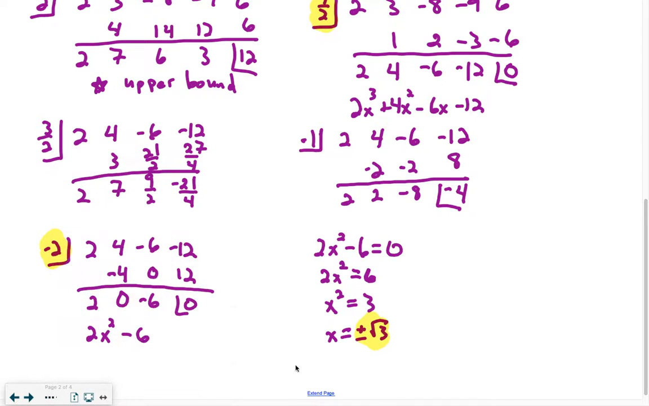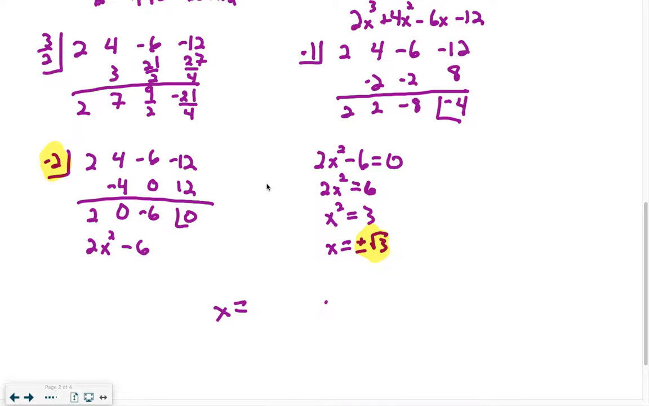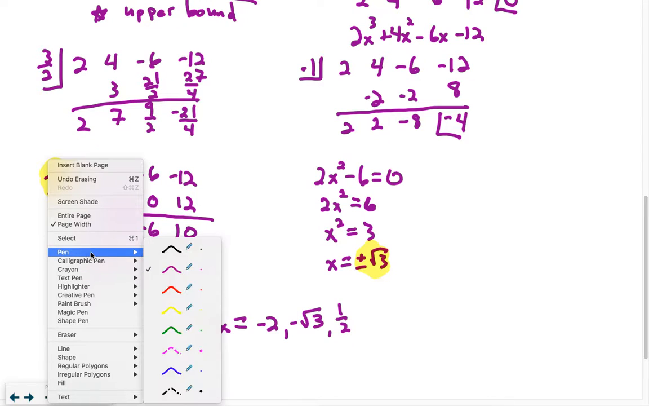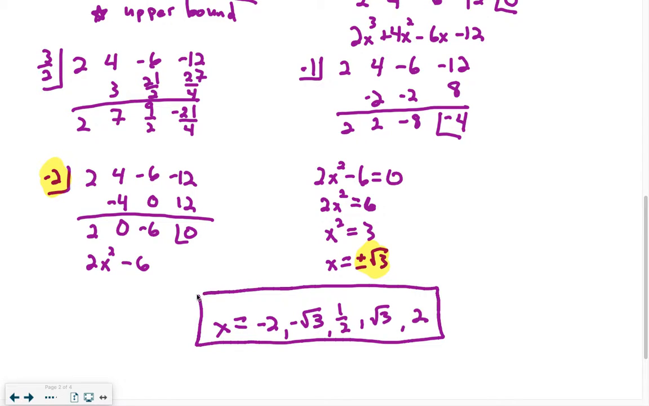So, my answer to this problem was, and generally we want to write them in order, right? In order of magnitude. So negative 2 would be the smallest, then negative square root of 3, then positive 1/2. Then next up would be positive square root of 3 and 2. These are all of my roots of this 5th degree polynomial, right?